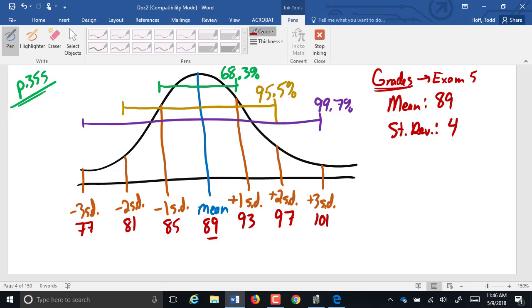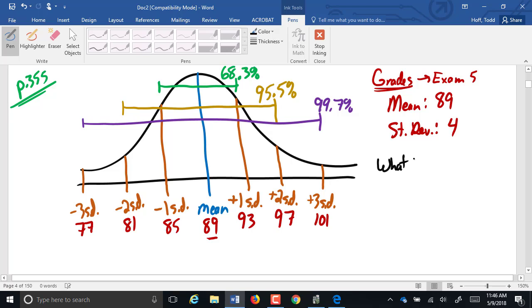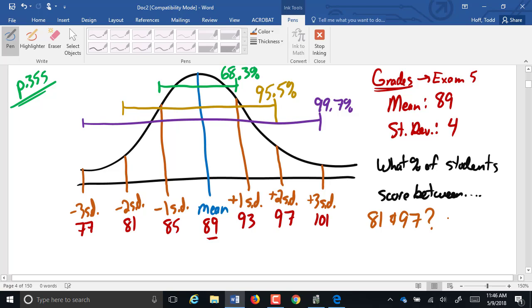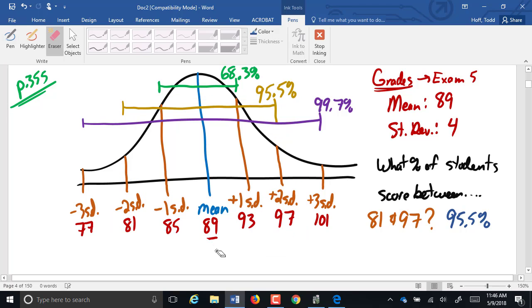So what this is telling us now, if I want to know what percent of students score, now let's go score between, let's start with 81 and 97. Well, if I look at that, here's 81, here's 97. So between them is this range here, that 2 standard deviations. That's that 95.5% range. So we expect 95.5% of students to score somewhere between 81 and 97 on this test.